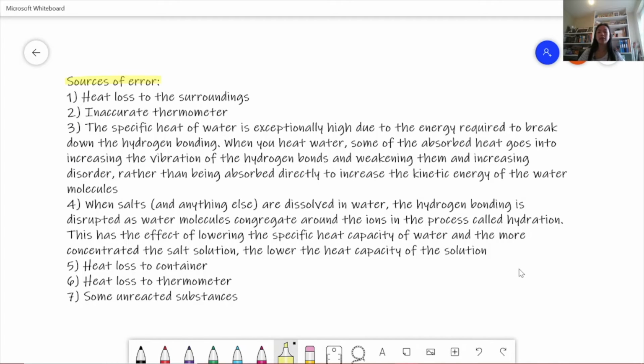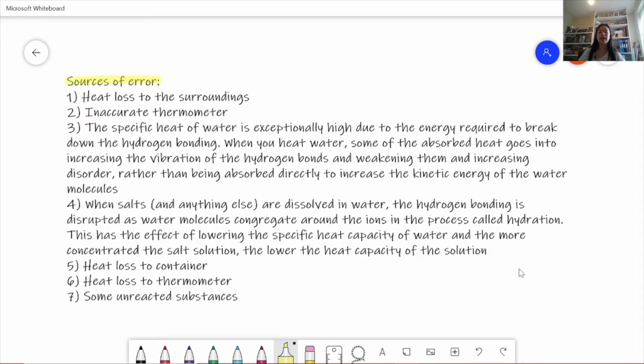The third is the specific heat capacity of water is exceptionally high, and this is due to the energy required to break down hydrogen bonding in water. So when you heat the water, some of the absorbed heat goes into increasing the vibration of the hydrogen bonds to weaken them and to try and break them, rather than being absorbed directly to increase the kinetic energy of the water molecules and actually heating up the water.